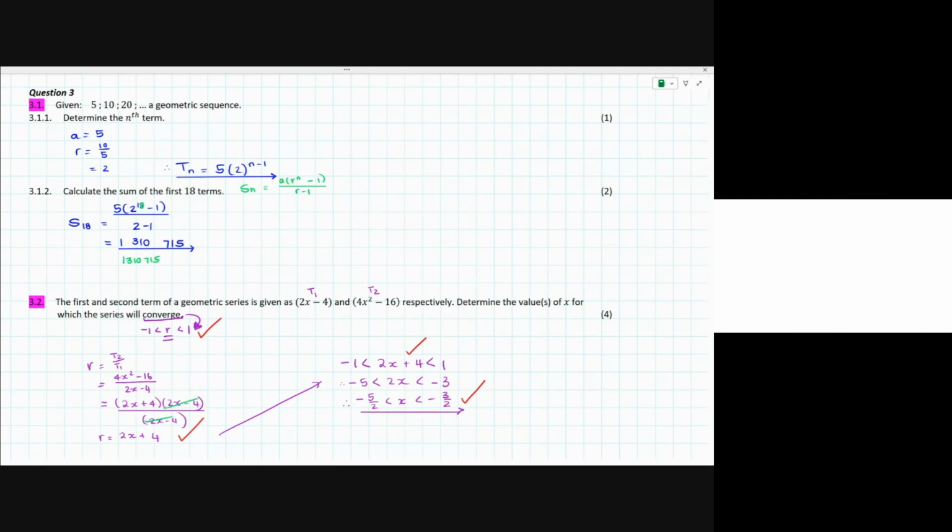Ma'am, in the question 3.2, do we need to show the convergence inequality? Or can we just move to the step that you marked whereby you said -1 is less than 2x plus 4, but it's more. Oh, yeah. Okay. Yeah, it's fine. We'll just give you 2 marks there. As long as we can see that you've understood that it needs to fall in that range, it's fine. Oh, okay. Thank you. Yeah, sure.